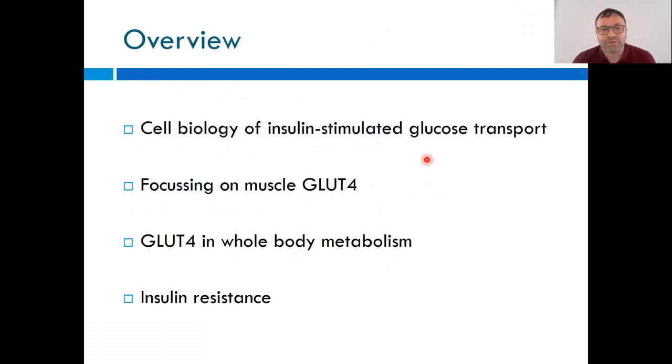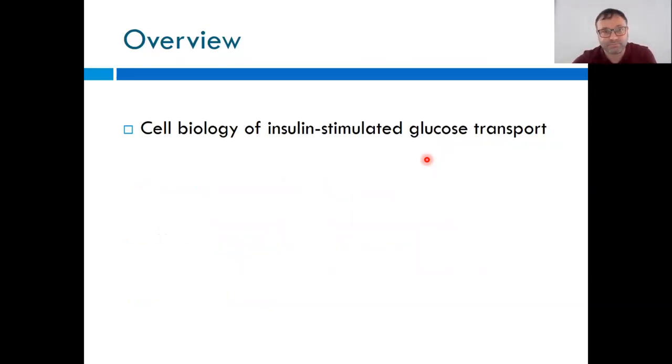Okay, so just a brief overview of my talk. I'll give you a bit of a history and the underlying principles of the cell biology of how insulin stimulates glucose transport. Because of the topic of the course we're on, I'll focus a little bit on muscle and how this works differently in muscle to adipose tissue. Give a brief overview of what's known about the importance of GLUT4 in whole body metabolism, and then talk a little bit about our work, more recent work, on what causes insulin resistance in adipose tissue and muscle.